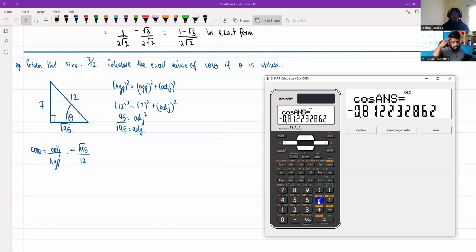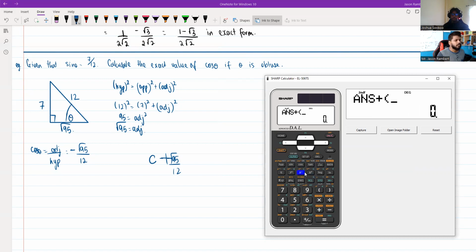If I take away negative root 95 on 12, I'm adding root 95 on 12. If I call this answer on my calculator C, take away negative root 95 on 12, I get C plus root 95 on 12. So if I add root 95 on 12, I should get 0. No, this calculator does this from time to time. No idea why. All right, I get 0. Cool. That is indeed 0.